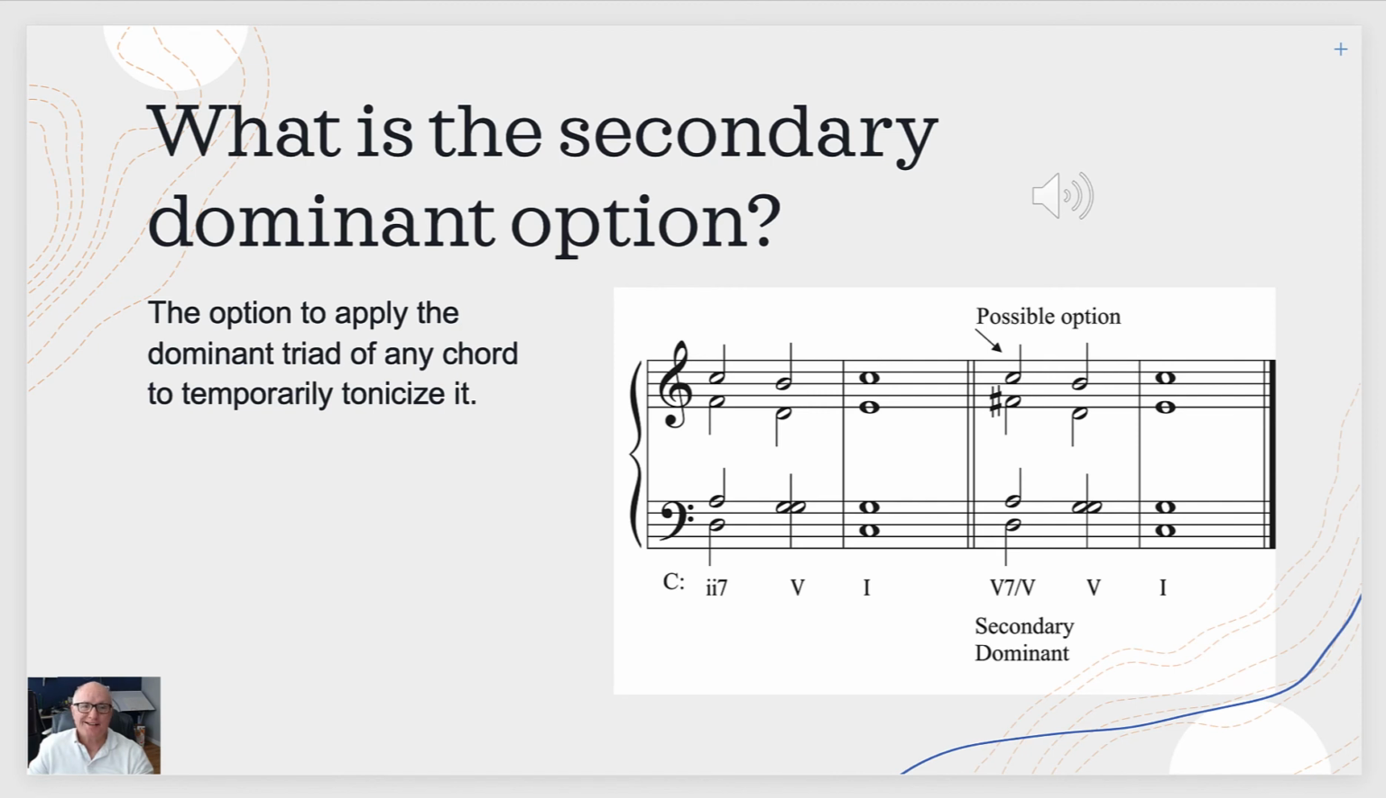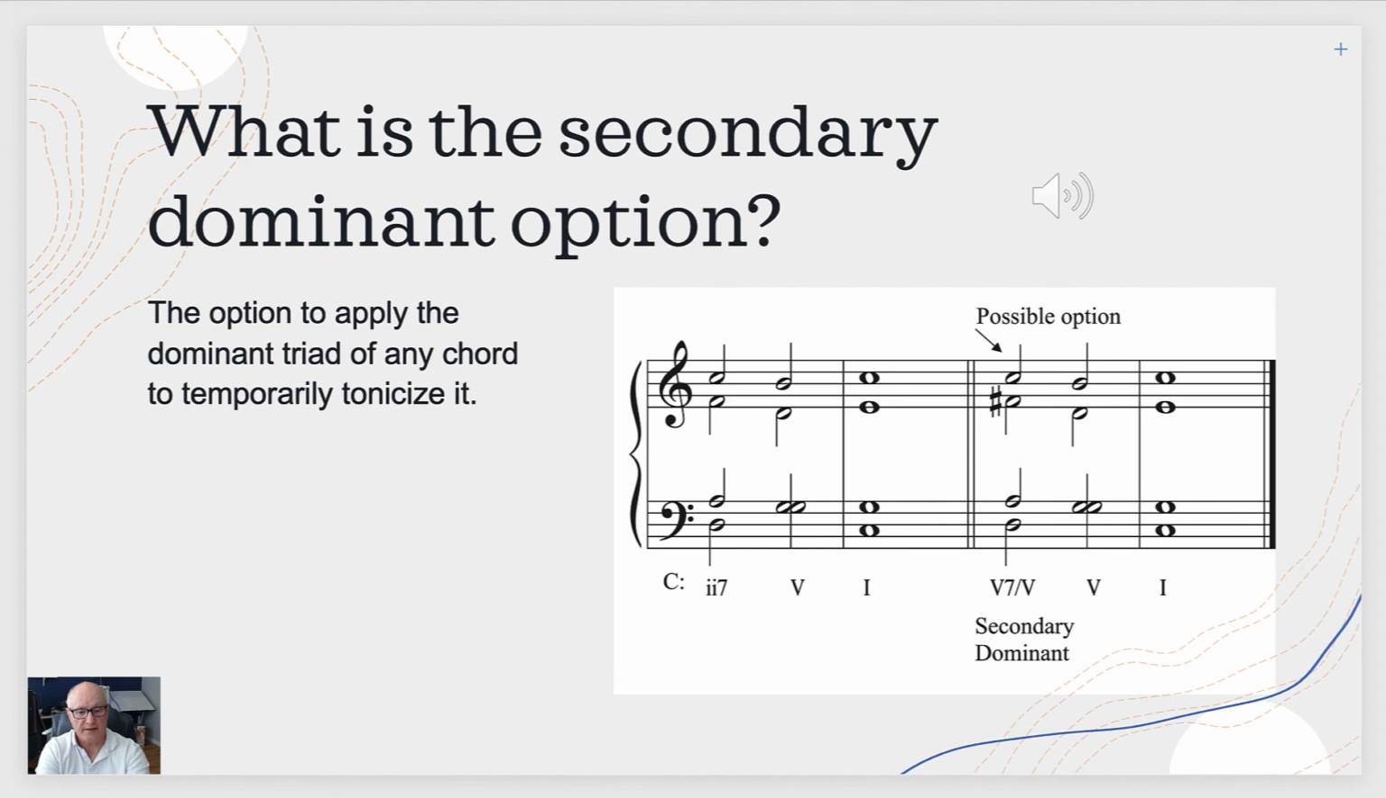Another question was, what is the secondary dominant option? That was kind of a confusing question on the test. All that simply means is you have an option to tonicize the 5 chord or any other chord. So you can tonicize any chord. In this case, you'll notice that what I have is a progression that goes 2, 7, 5, 1. So I've got this, and it goes right to the 5, and then to the 1. Nothing wrong with that. But you have an option here of tonicizing the 5 chord.